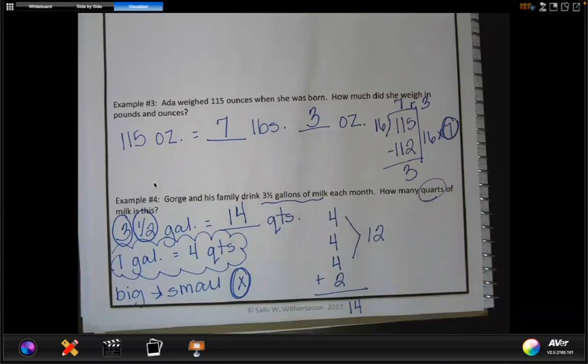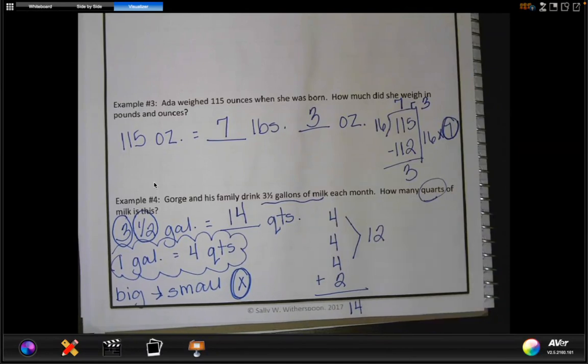3.5 gallons is equal to 14 quarts, okay? So for right now, we're not going to multiply with fractions and decimals because I've not taught you guys how to do that, but this repeated addition strategy is just as good, just as simple, and just as fast, okay?